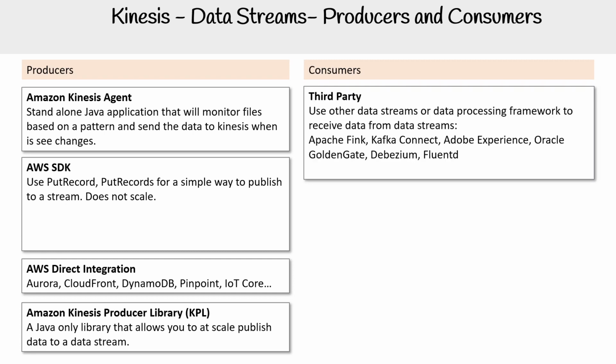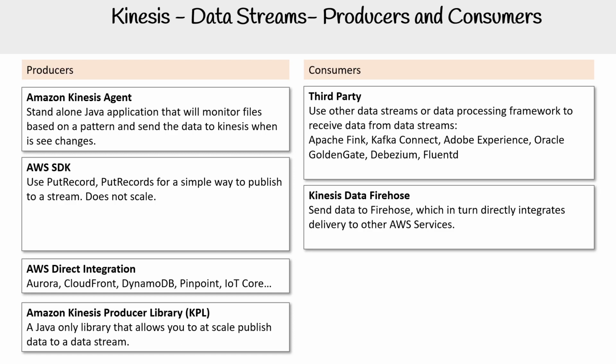For consumers, you can send data to third parties. So they have integrations for this. You can send it to Apache Flink, Kafka Connect, Adobe Experience, Oracle GoldenGate, Debezium, I can't pronounce that, FluentD. Apache Flink is definitely one that you might want to utilize. Also consider that AWS has a managed version of Apache Flink, which is Data Streams Analytics. So that could be a great place to send your data or integrate with.